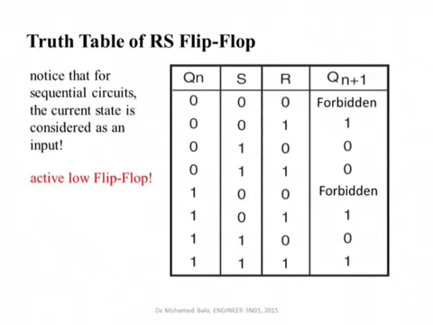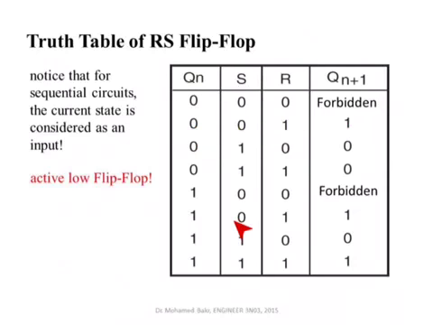Okay, let's draw the truth table for this RS flip-flop, and as you can see here, we take the current state of the RS flip-flop as an input. It is not like combinational logic circuits where the output will depend only on the inputs. The output depends on the inputs and the current state. So when you have 0 and 0, this is a forbidden state. This should not be allowed.